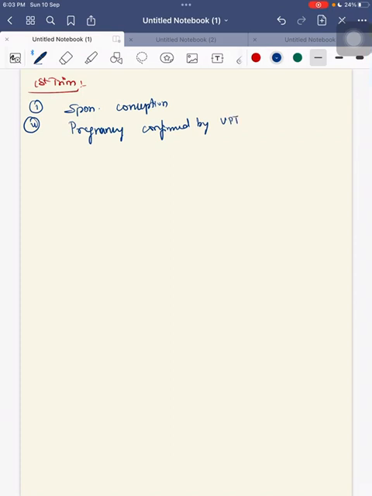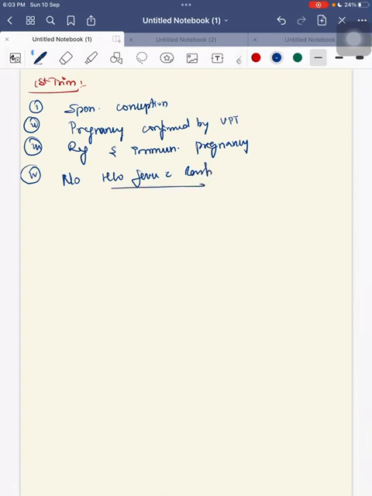Next you will be moving on to the first trimester history. First you will start with spontaneous conception. Second, pregnancy confirmed by urine pregnancy card test. Third, the mother was registered and immunized during pregnancy. Fourth, you will be asking about history of fever with rash, radiation exposure, drug intake, excessive vomiting.